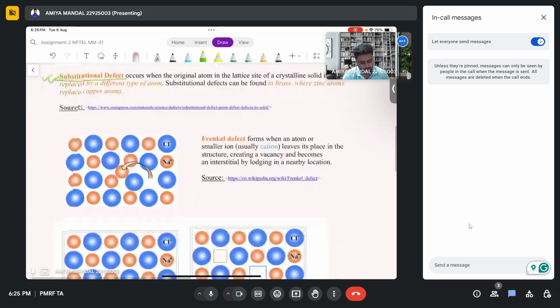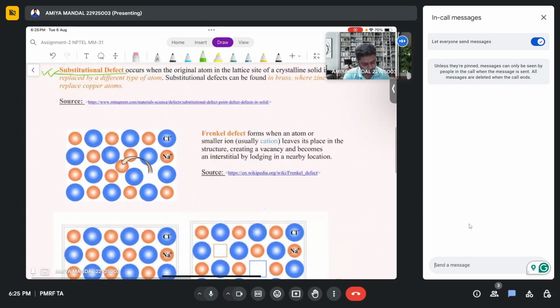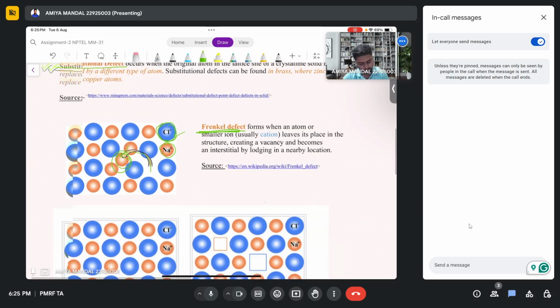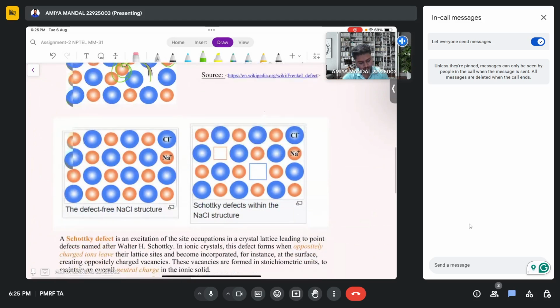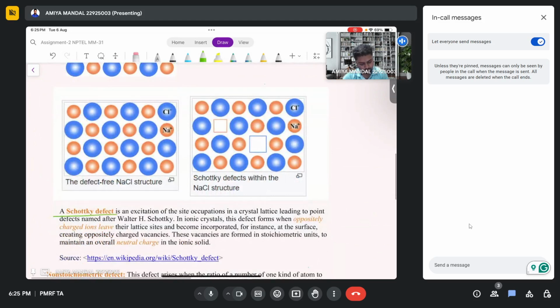Next is Frenkel disorder. So for Frenkel disorder, you can see this is a sodium chloride crystal. The chlorine atom has a larger radius than the sodium atom. So in this case, Frenkel disorder, you can see this sodium atom is displaced to the interstitial site. This is called the Frenkel disorder. Okay, next one type of disorder, Schottky disorder.